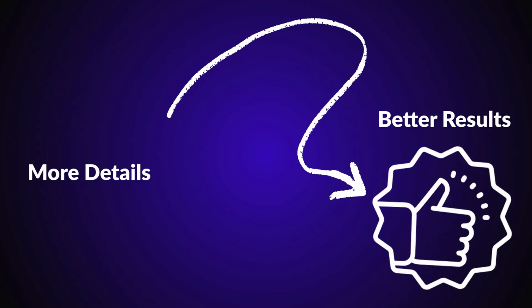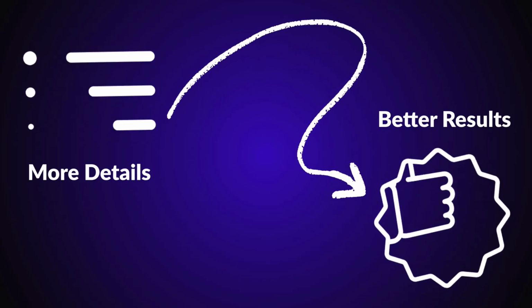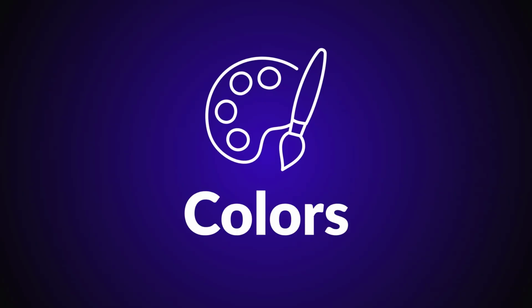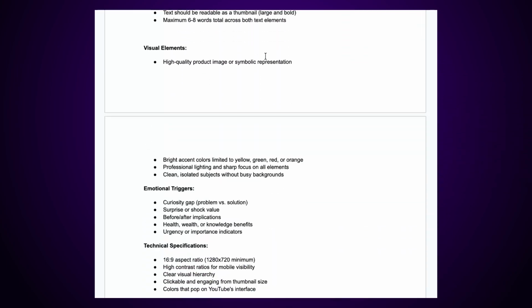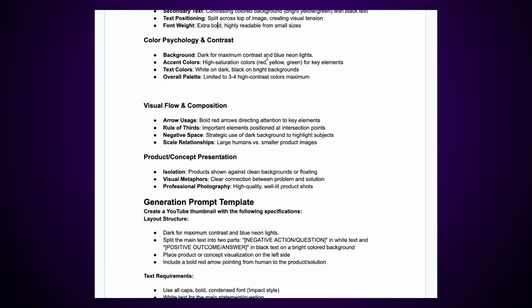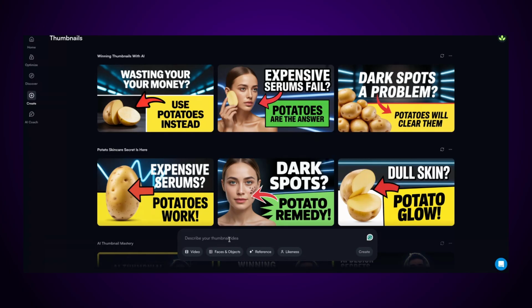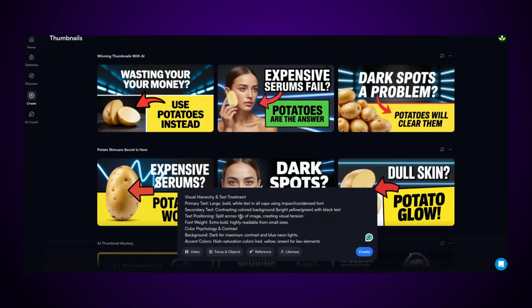VidIQ's AI is powerful, but it's not mind-reading. The more detailed and accurate your prompt, the better the thumbnail will look. If your prompt is vague, you get generic results. A specific visual prompt describing mood, colors, composition, and objects gives much better results. I've already prepared a visual prompt describing exactly how I want the thumbnail to look. Paste it in and click Create.